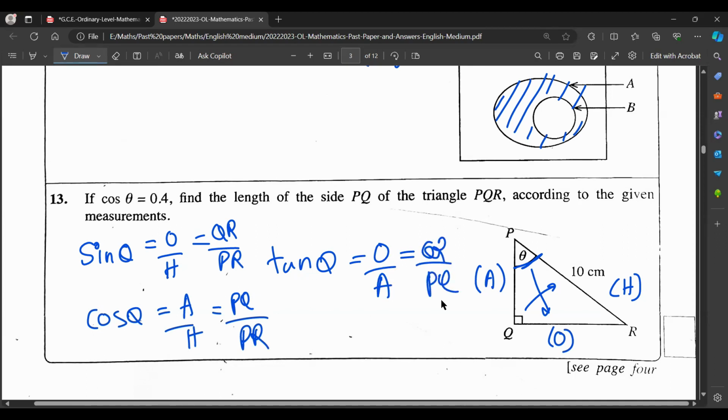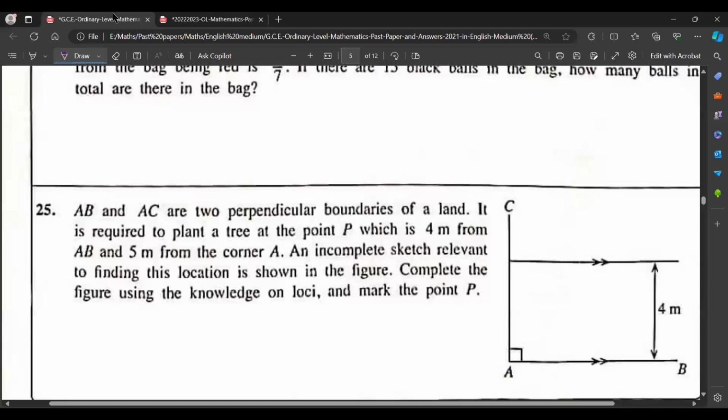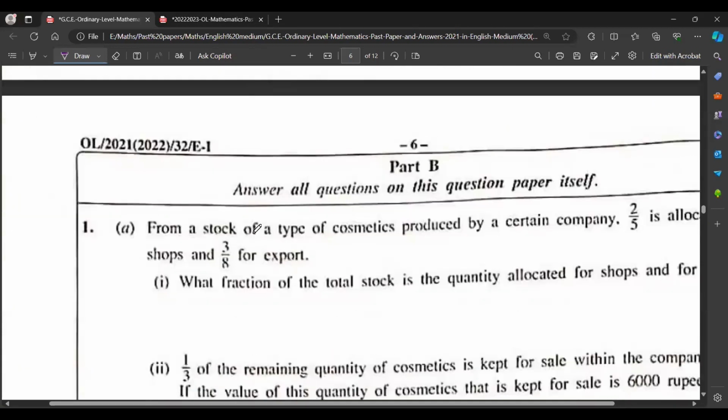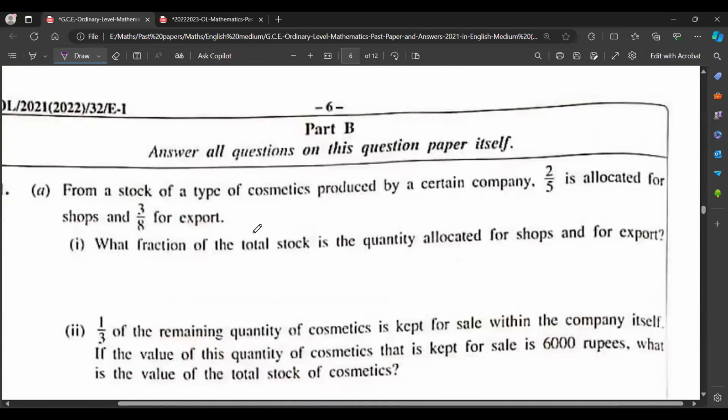Remember these three. Keep in mind, sine, cos, tan should be remembered. And shall we do some question like this one? We will go to the second part.